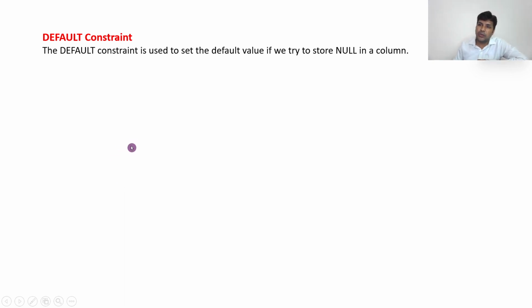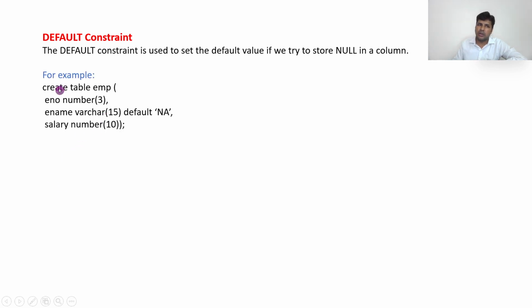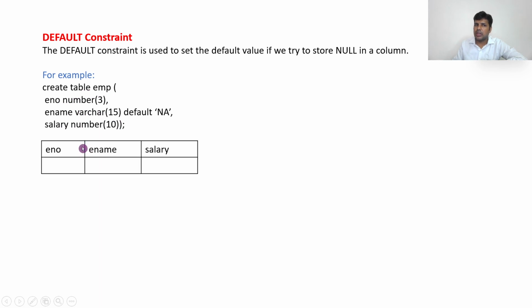Default constraint. What do you mean by default constraint? Suppose somebody is trying to enter a null value. The default constraint is used to set the default value if we try to store a null value in a column. Suppose data is not available, what will somebody do? Somebody will try to enter null. Instead of null it will look empty, right? So instead of null, you try to give some default values. For example, say I'm trying to create a table with ename, employee, salary. Suppose somebody is trying to enter ename as null. Now I don't want to show it as null or empty, so I want to keep it as NA.